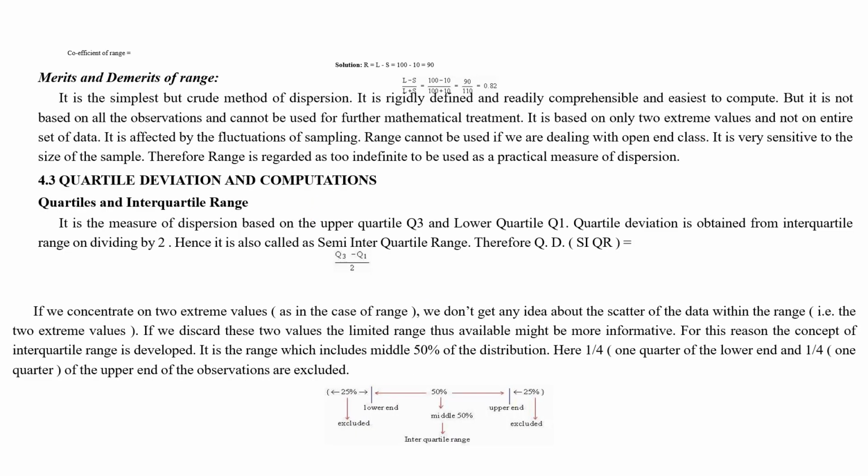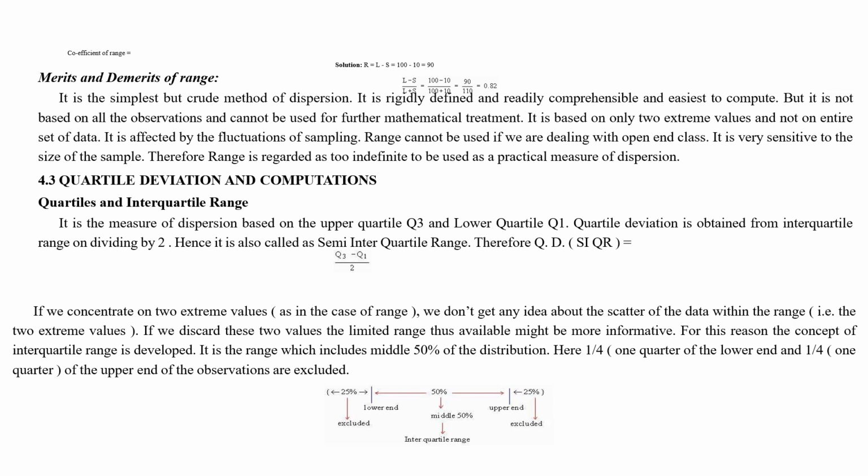Then merits and demerits of range. Okay, it is the simplest but crude method of dispersion. It is rigidly defined, readily comprehensible and easiest to compute, but it is not based on all the observations and can't be used for further mathematical treatment. Because it doesn't consider all observations, only the highest and lowest points are considered. It is based on only two extreme values, not the entire set of data.